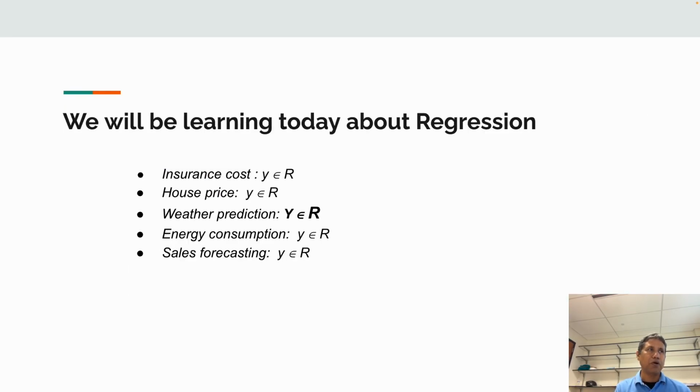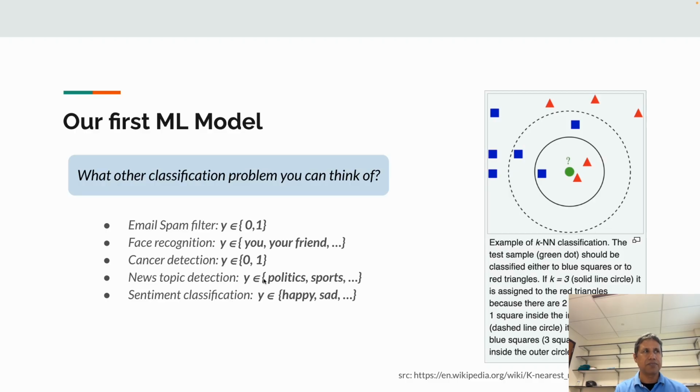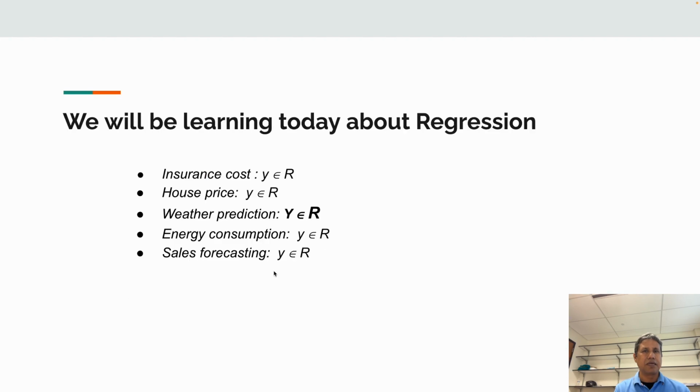The other class of problems, what we call regression problems, is where the y is a real valued variable. Some examples are insurance cost, house price, sales forecasting, energy consumption predictions. These are regression problems. And how do you differentiate between classification and regression? In classification, we have the y in a predefined set of values, and for regression the domain is open, so it can take any value.